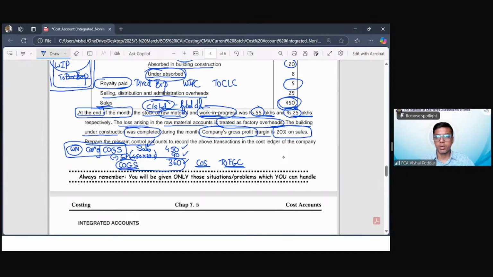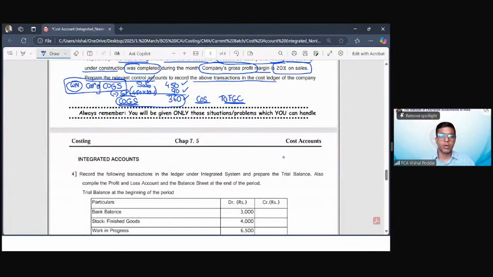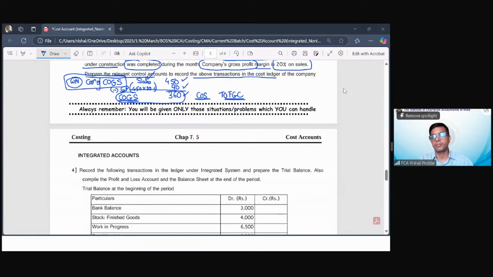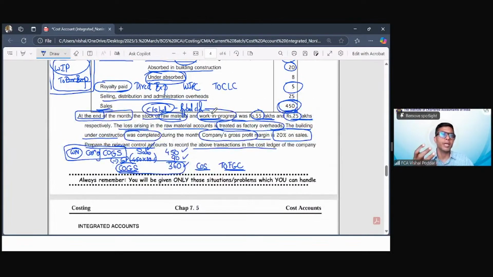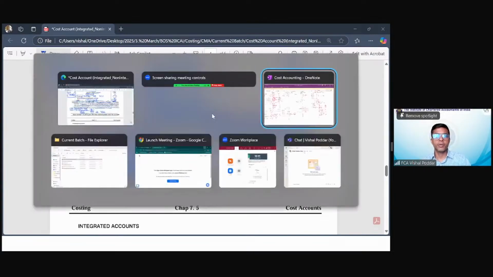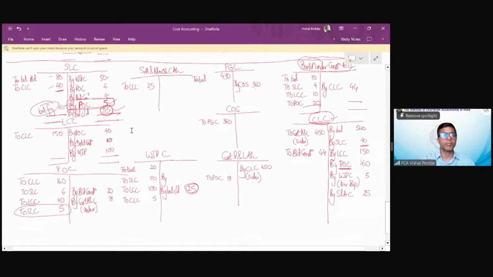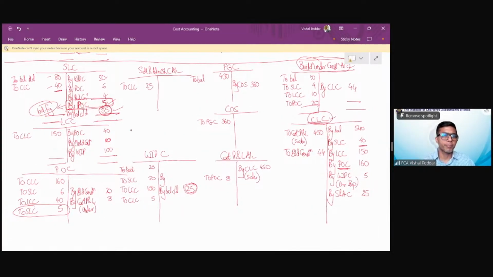Prepare relevant control accounts, record the above transactions, done. So all transactions are done. Now we will do the balancing. You could have seen so many new transactions, and interestingly, some differential figures we are getting. This is where this question stands out. Now I'll do the balance. This is already completed. This is already completed. Now coming to production overheads.